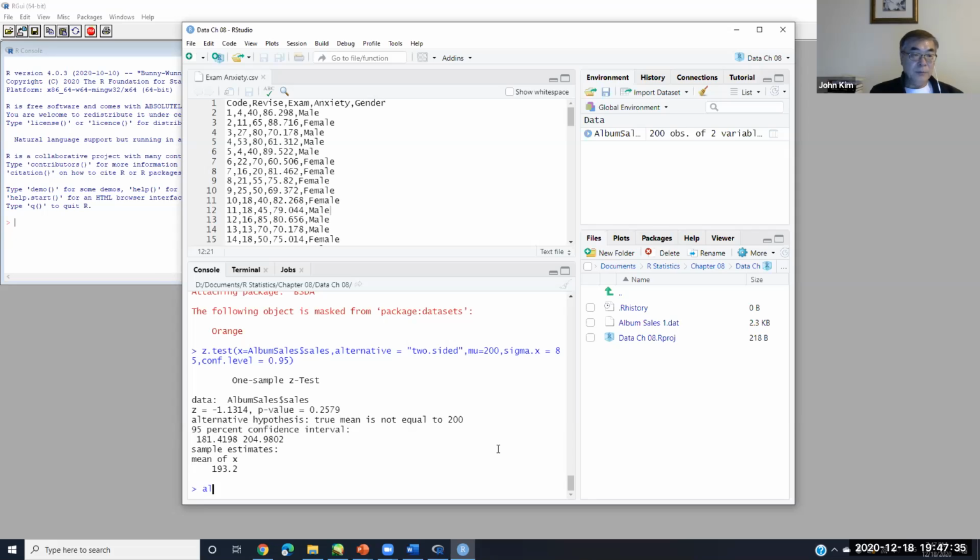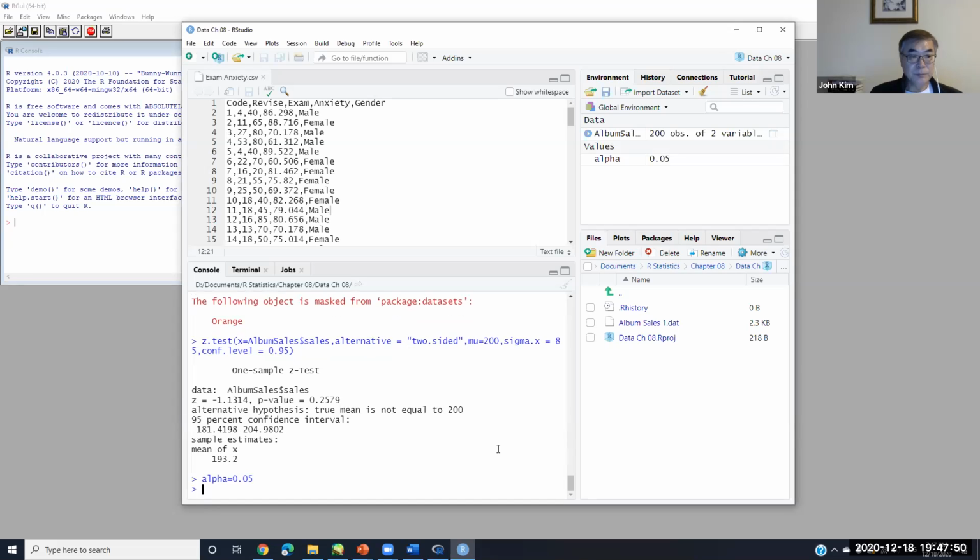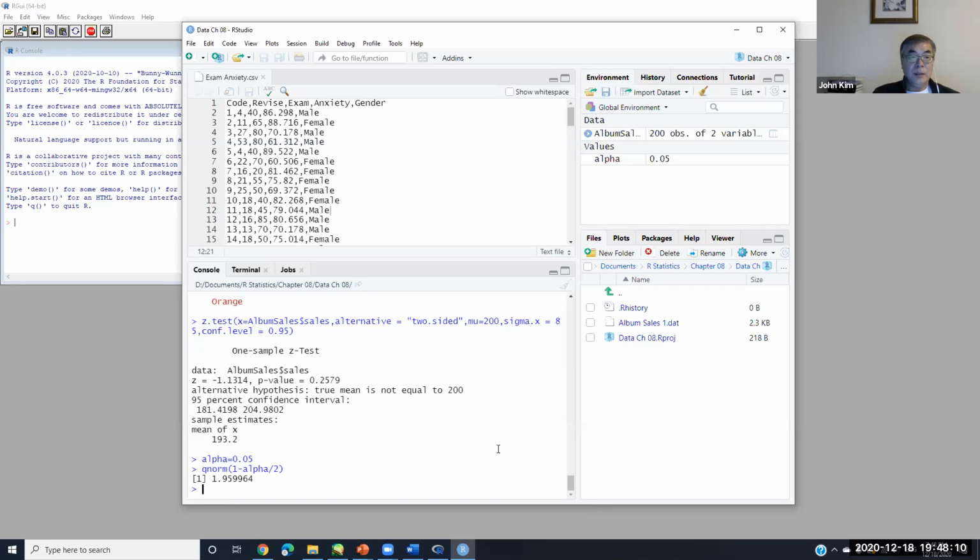So alpha equals 0.05. You can type in 0.05 or .05, it doesn't matter. And then qnorm(1 minus alpha divided by 2). Then it is 1.959, so approximately 1.96.